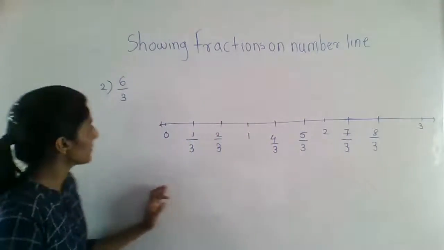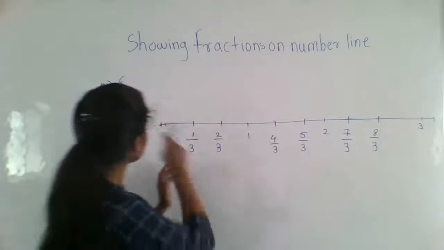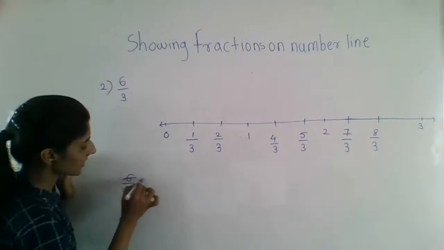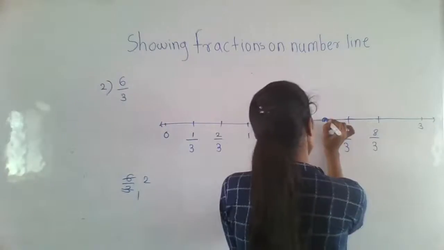Now what is our number? That is 6 by 3. Find the 6 by 3. 6 by 3 means what? 3 ones are 3, 3 twos are 6. That is 2. And here our 6 by 3.